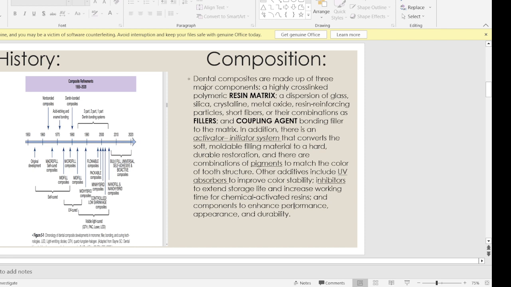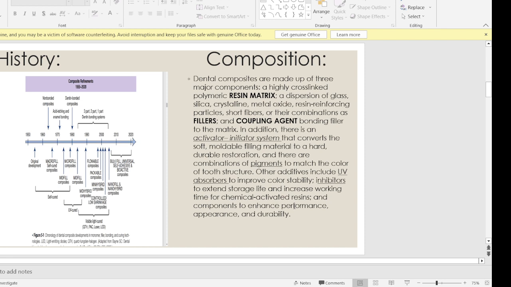Coming to the composition of the composite, it basically has two main components, the resin matrix and the fillers. The resin matrix is a polymeric cross-linking resin matrix, and in that a dispersion of small silica, crystalline and metal oxide resin reinforced particles is also present. To bring these two components together, we have coupling agents, which help in the bonding of the filler to the matrix.